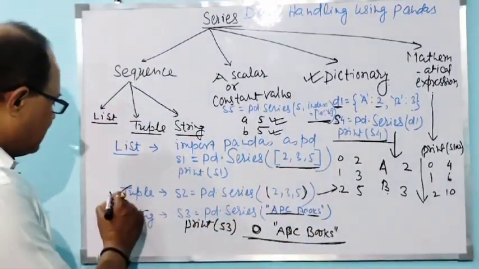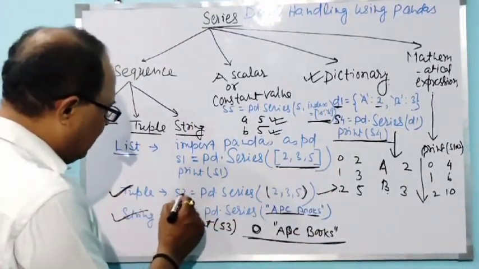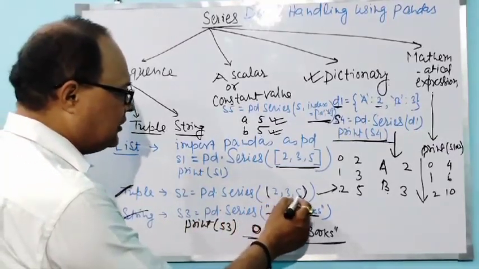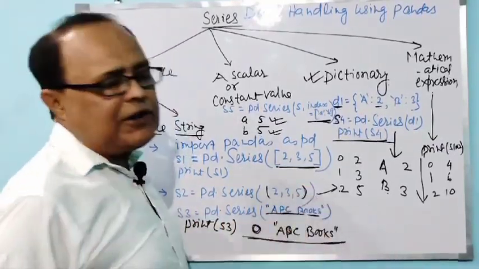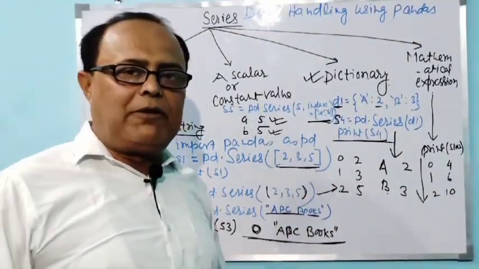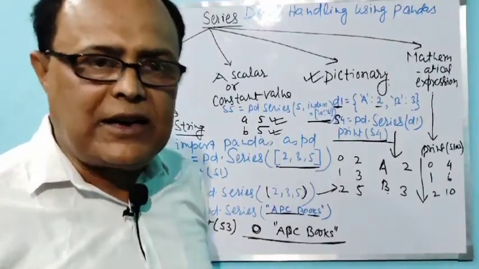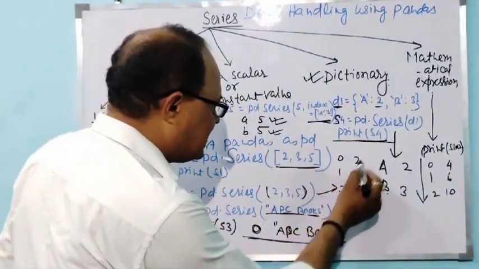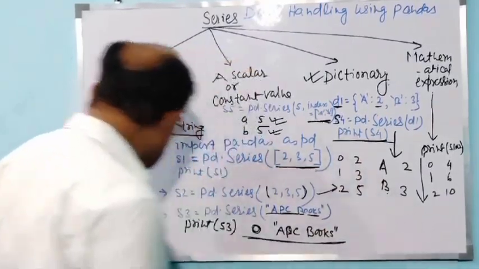Okay, and by using the tuple we have declared s2 is equal to pd.Series of 1, 2, 3, 5, and you already know what a tuple is. I am not going to discuss what a tuple is; you have already done it in class 11th. So the output will be 0, 1, 2, and the same output will be produced.